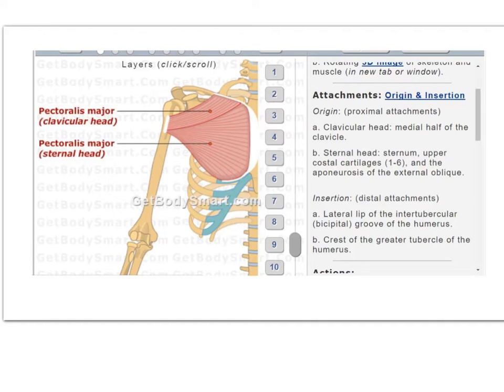So we don't need to say clavicular and sternal. I have three origins here. Origins of the pectoralis major: the clavicle, sternum, and then the costal cartilages. We'll review what that is. So the costal, rib tips, right? Yeah, it's this part of the ribs. It's blue in the picture.